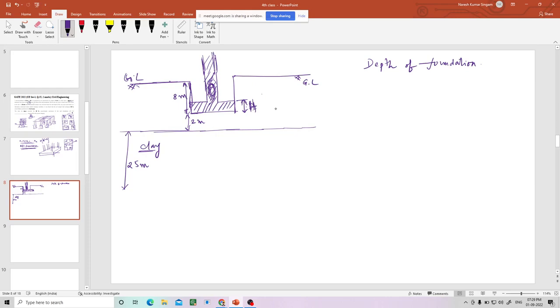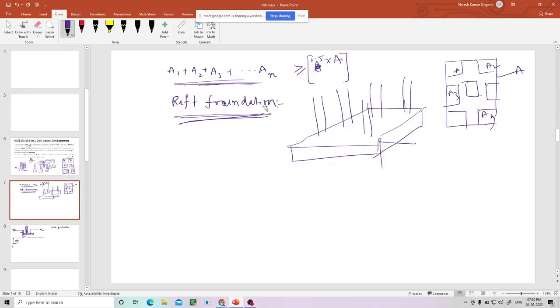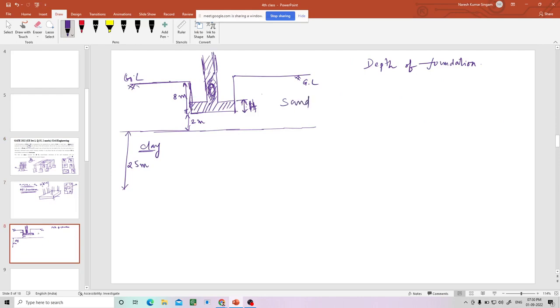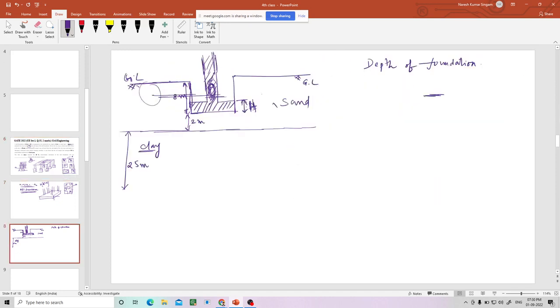Now what is the total depth of the sand? This is the sand layer. It is mentioned that it is a sand layer. This is the sand layer, and this is the clay layer, which is of 25 meter depth. And below that, what is mentioned? Below the clay layer, a dense sand layer exists at the site. So that means after 25 meter of clay layer, again there will be another, this is dense sand. Okay, this is all about the site conditions.